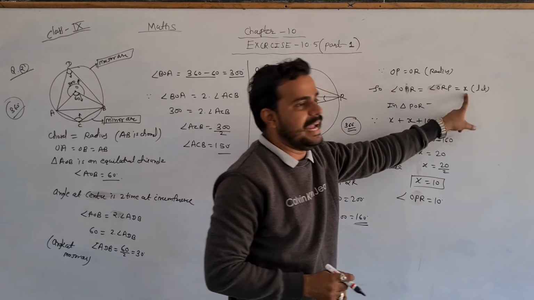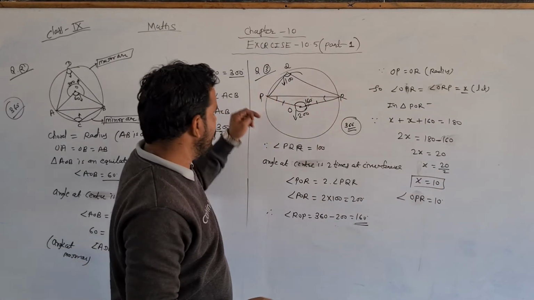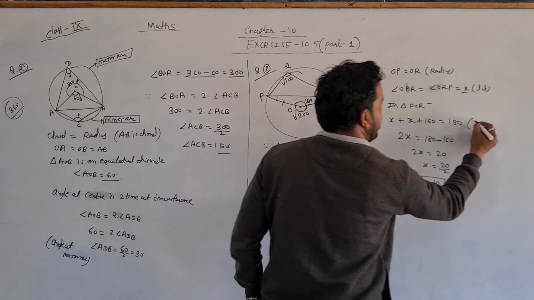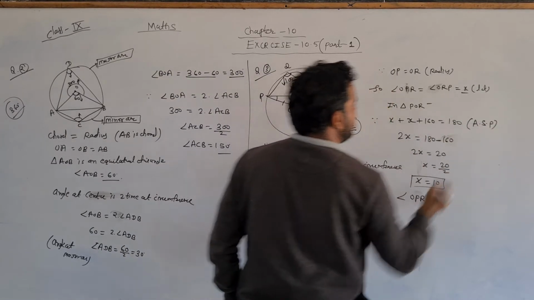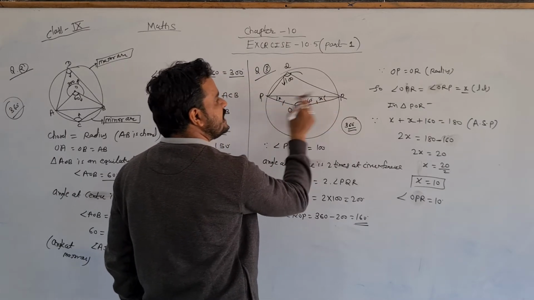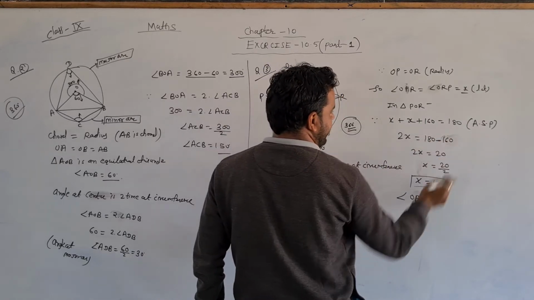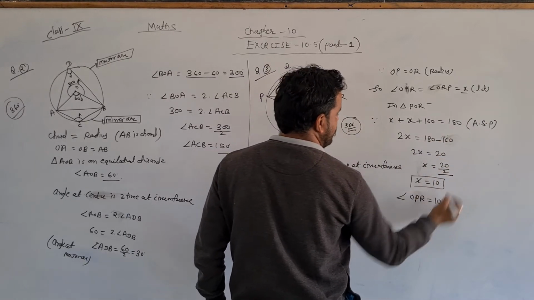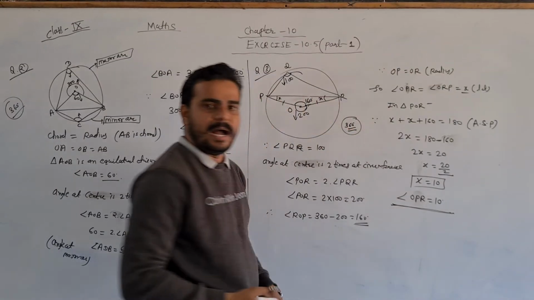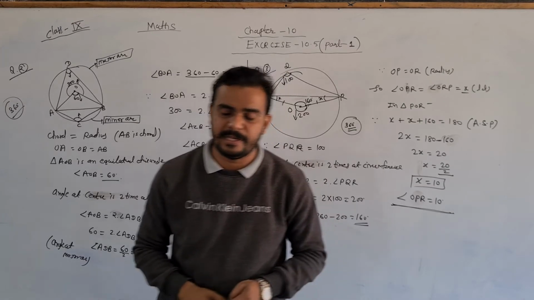And I assumed these to be x, let these be x. So now you know that in triangle POR we are using the angle sum property, ASP. So x plus x plus 160 equals 180, 2x is equal to 180 minus 160, 2x is equal to 20, x is equal to 10. So x means angle OPR, so this is our angle OPR. And I hope you understood both of these questions very well. So just take the screenshot and write it at home.